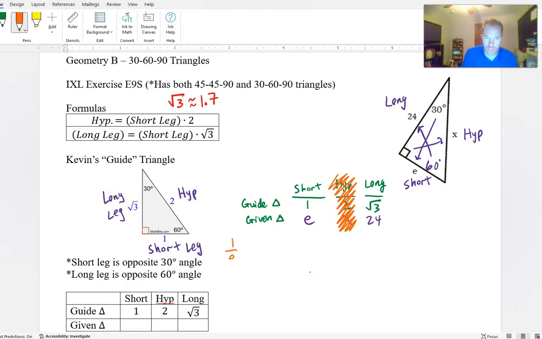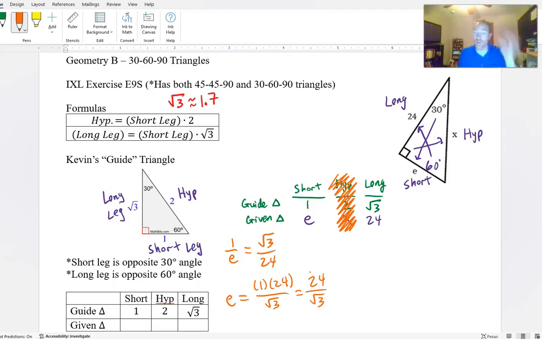So I have 1 over E equals square root of 3 over 24. Doing my cross multiply and divide. The 1 and the 24 are diagonal, so those get multiplied, and then we're dividing by the square root of 3. So 1 times 24, that's 24 over square root of 3.